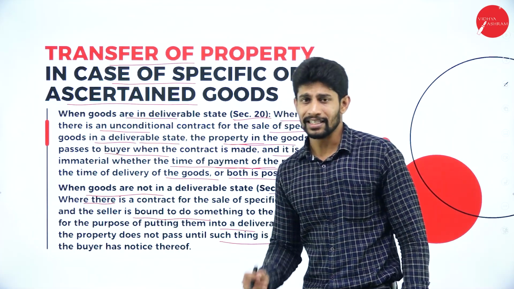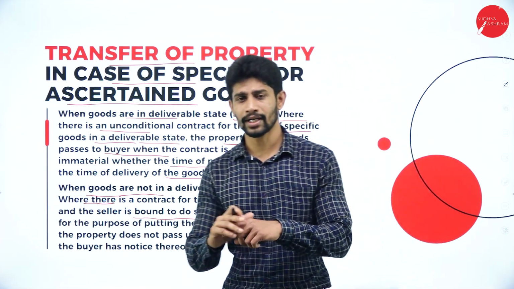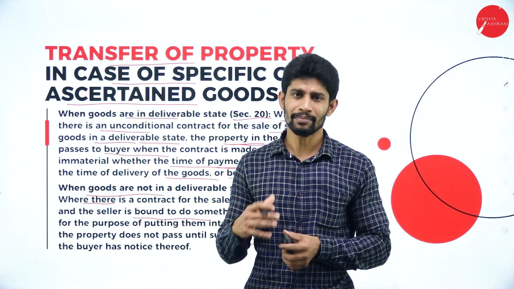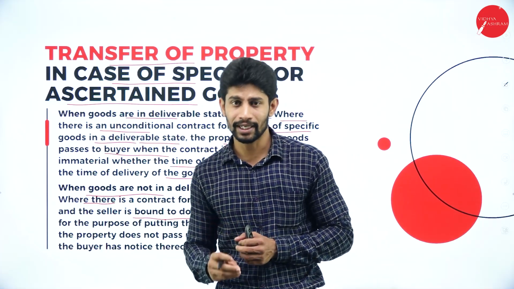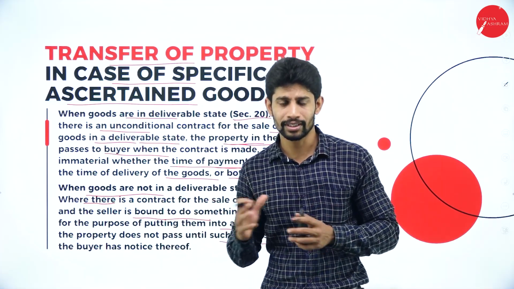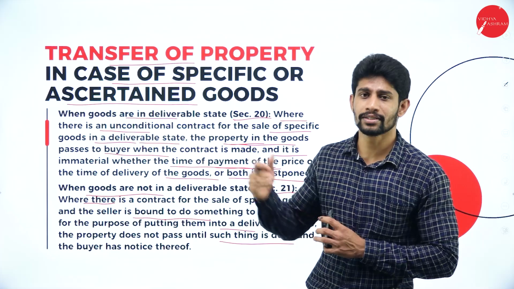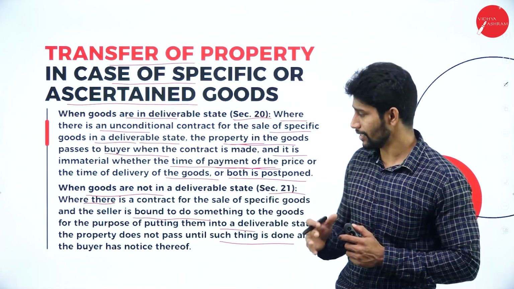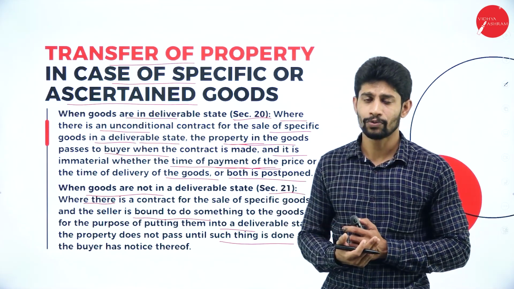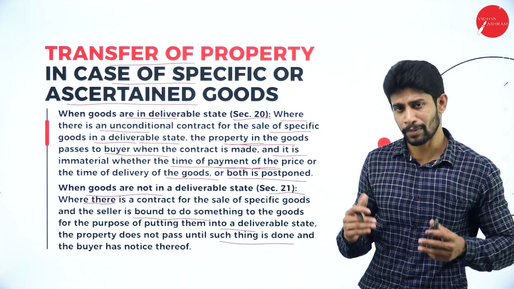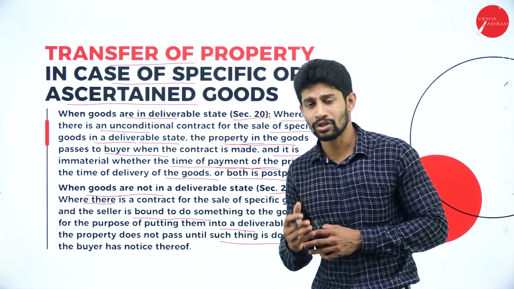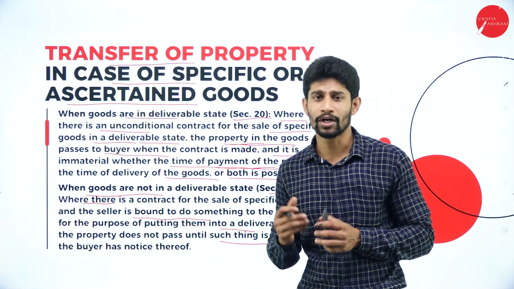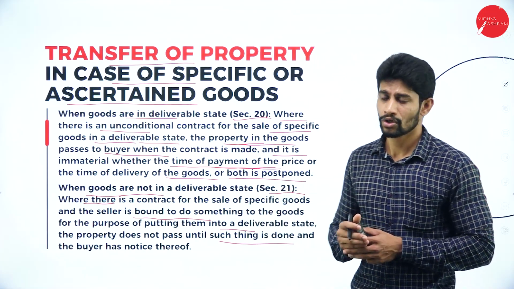That means in some situations the contract has happened, but to deliver those goods some additional work should be done to that particular product. At that time the seller can't deliver the goods to the owner or the buyer. That situation is explained under section 21. So if goods are purchased and payment is already made, the goods are not delivered until some adjustments or specific modification is done with respect to those goods.